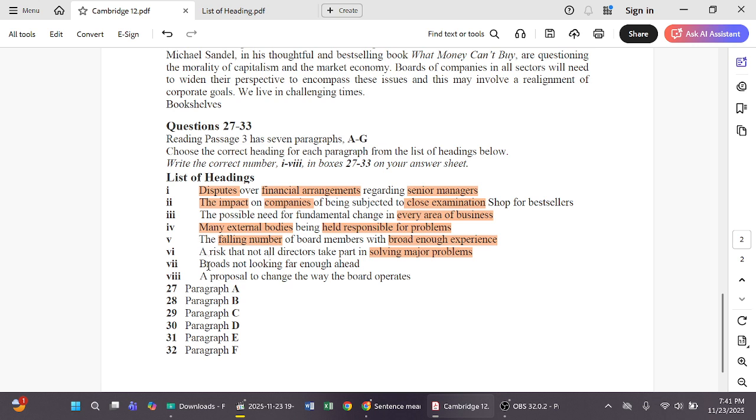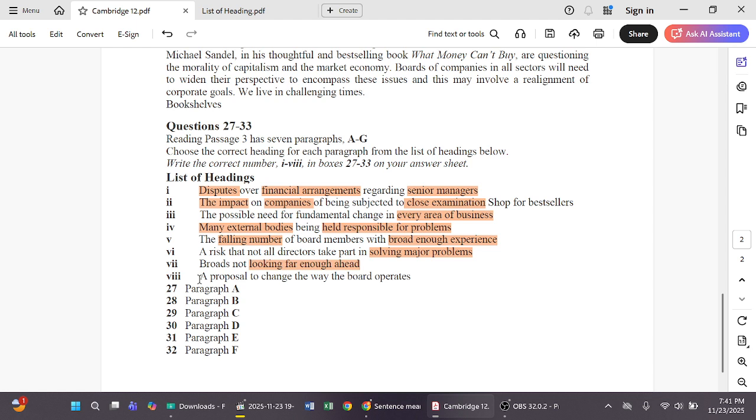And the next heading in the list is boards not looking far enough ahead. That means someone, or an organization, is not using their visionary power. Rather, they want to achieve something for a short-term goal rather than a long-term goal. That is what looking far enough ahead means.